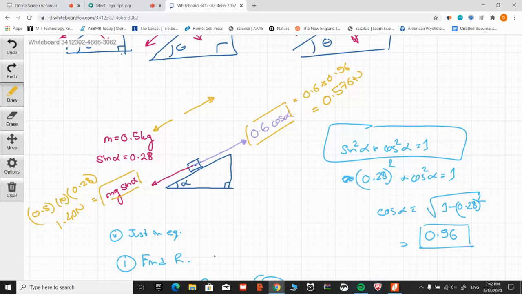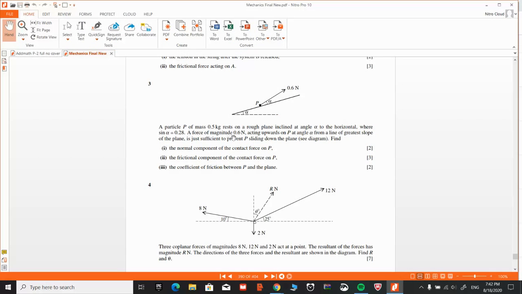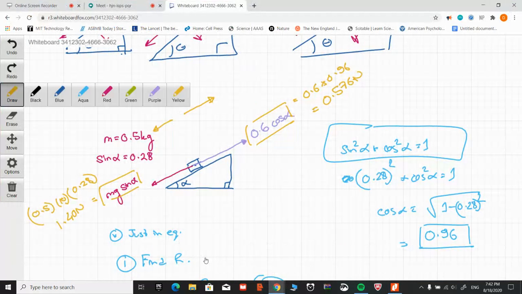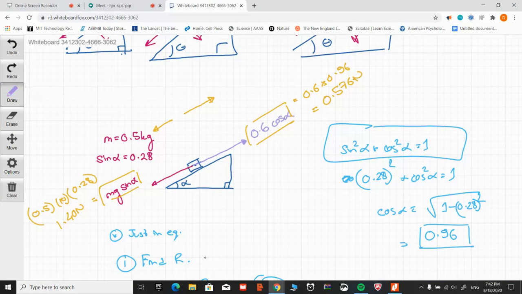How on earth is this block still not moving? As they said in the question, this force is enough to prevent the block from sliding down the plane. তার মানে সবকিছু মিলায় the block is not moving. Well, that has to mean that the friction is also playing a role in preventing this superior force from pulling the block down. All right. So ফ্রিকশনটা এইদিকে কাজ করবে। ঠিক আছে?